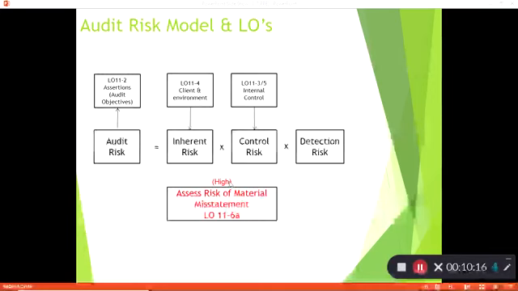All right, our next learning objective is objective 6A. And I think what I'll do is I'll stop here and I'll start up a new video beginning with this one.